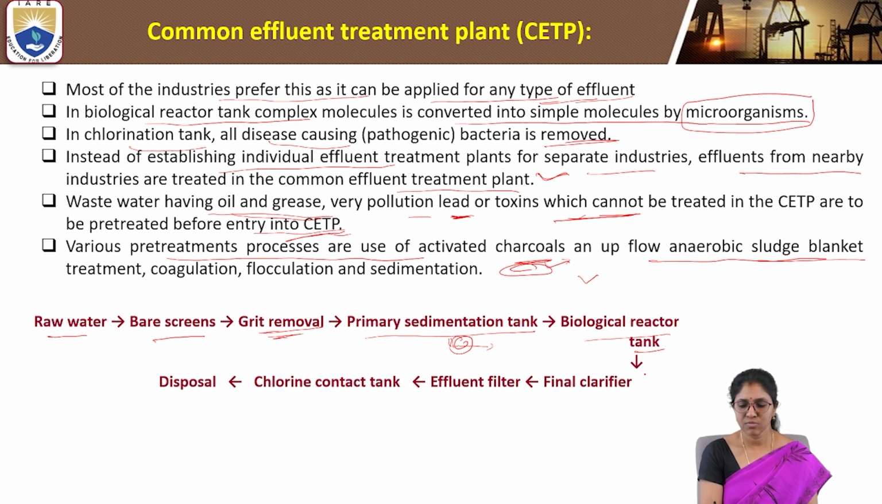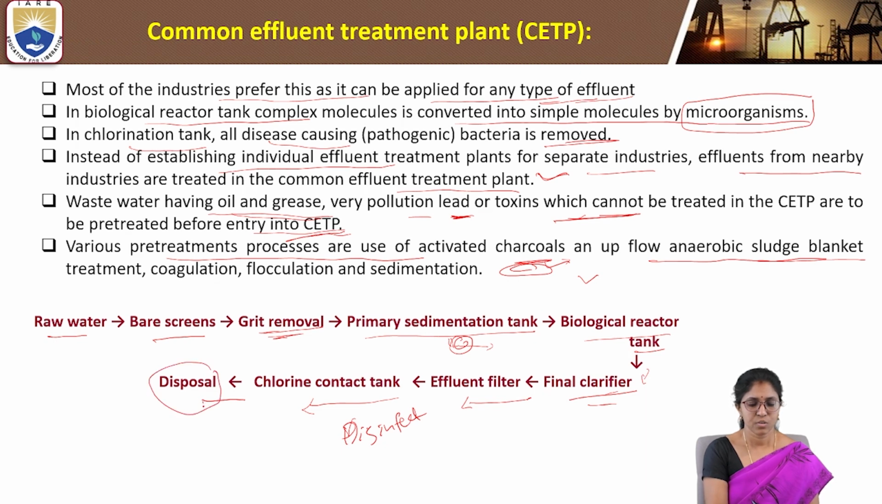Then the water is passed through the final clarifier, after that the effluent filter, and then the chlorine contact tank. For disinfection, we are using the chlorine tank. After that, the sludge from the wastewater goes for disposal. So this is about the common effluent treatment method.